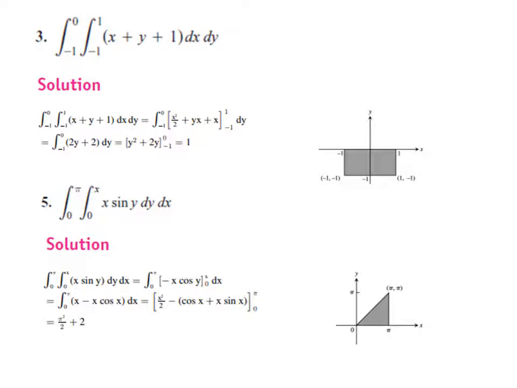So let us integrate this function with respect to y first, then with respect to x, because y limits are the variable limits. Let us integrate with respect to y. So integration of sin y with respect to y is minus cos y, x is constant. Let us apply the upper limit x, then lower limit 0. So we will have x minus x cos x. Let us integrate this function with respect to x. We will have x square by 2 minus cos x plus x sin x. Then the limits are 0 to pi. So we will have the solution pi square by 2 plus 2.